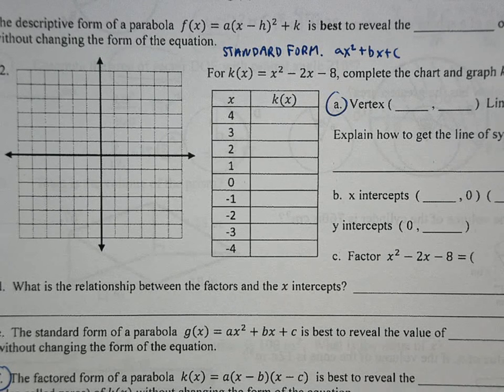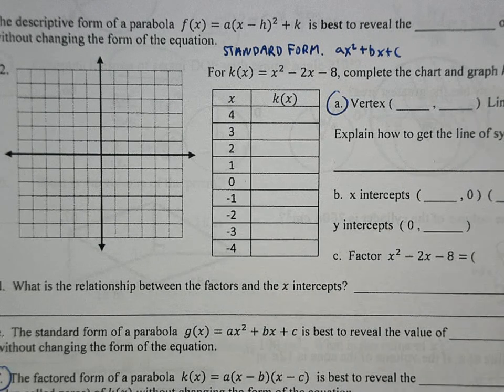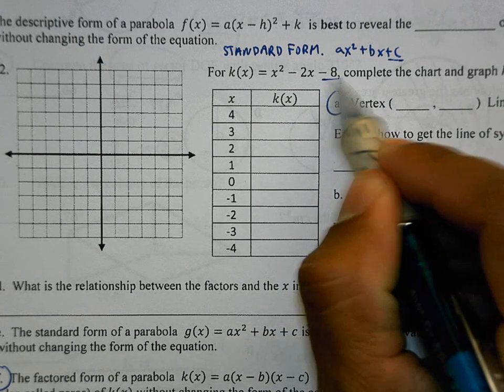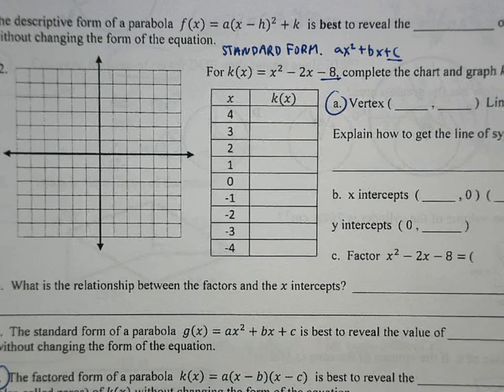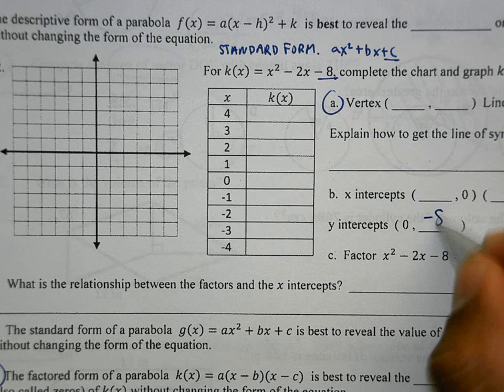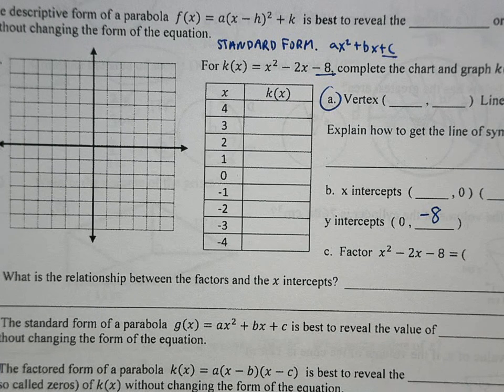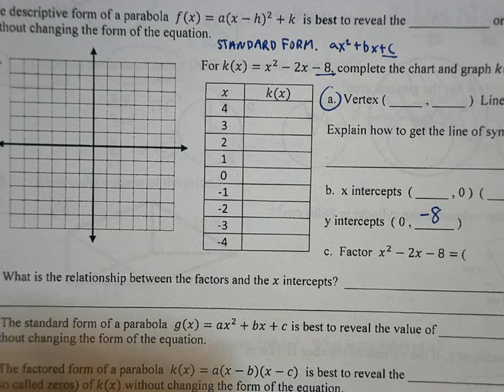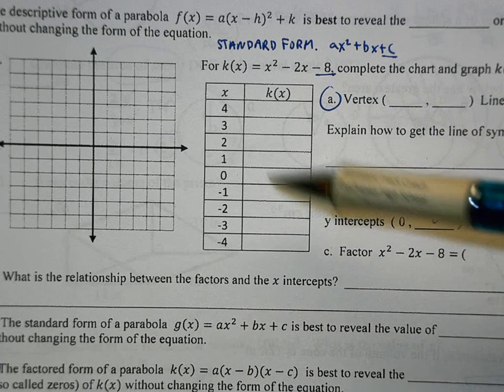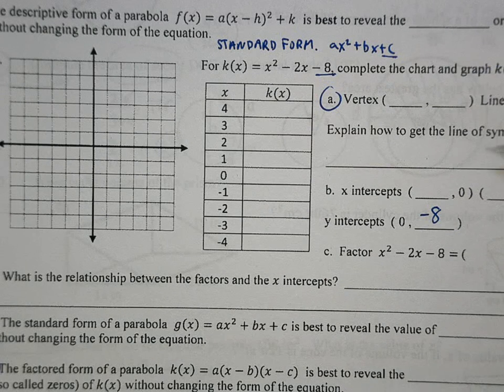It really does. The y-intercept is the easiest thing to figure out because it's the c value, and the y-intercept and c are going to be the same thing. So I'm going to jump down to part B and put down the y-intercept's the easiest thing to see in standard form. What they ask us to do is fill in a chart here going from -4 to +4. Plug in those values and fill in the chart.